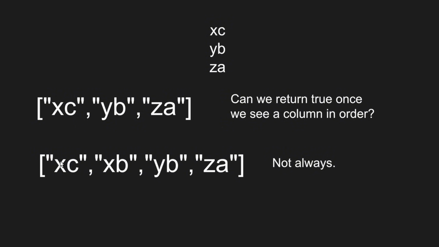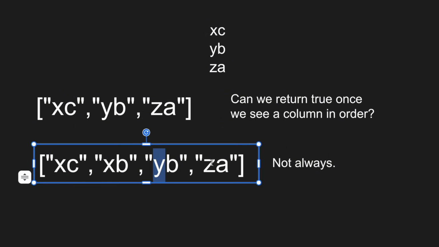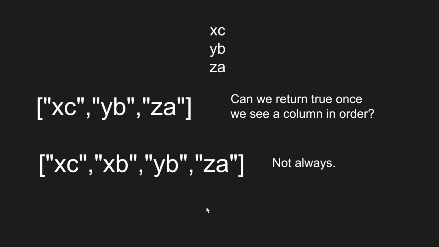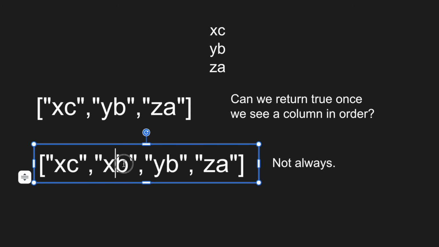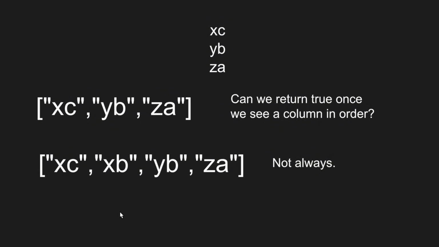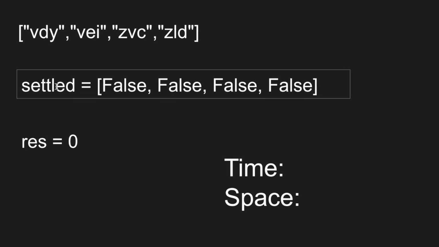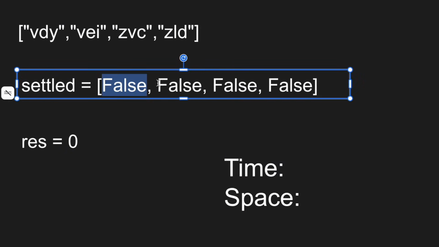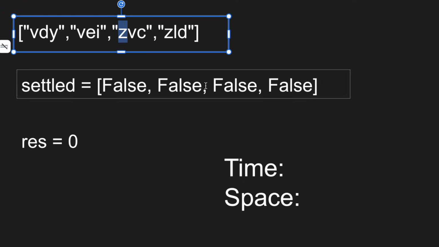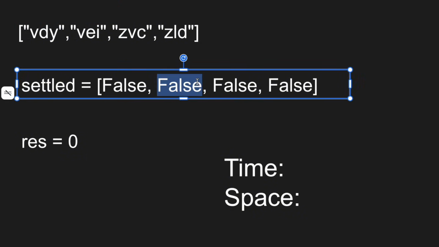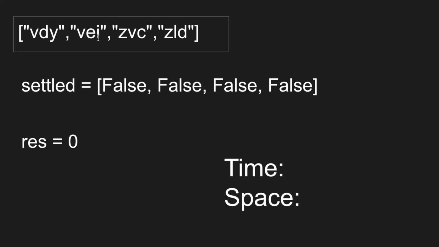A counterexample would be right here, X, X, Y, Z. Even though that is in order, if we look, C comes after B. So just because the first column is in order, that doesn't mean we're done. One way we can cover this edge case is to use a settled array, and it will basically tell us that at that index, if it is settled, then we will set it to true. For example, right here, V and Z, we know that V comes before Z, so we know that at this row it will be settled, so we can change this to true when we see that happen.